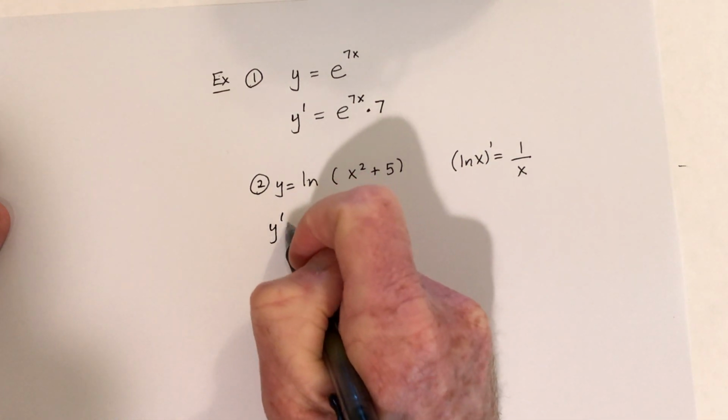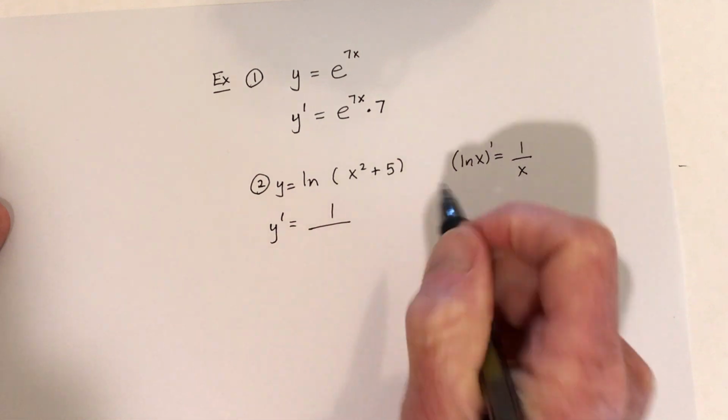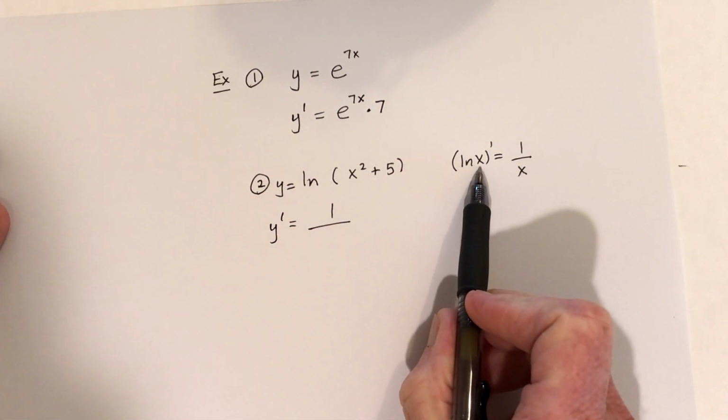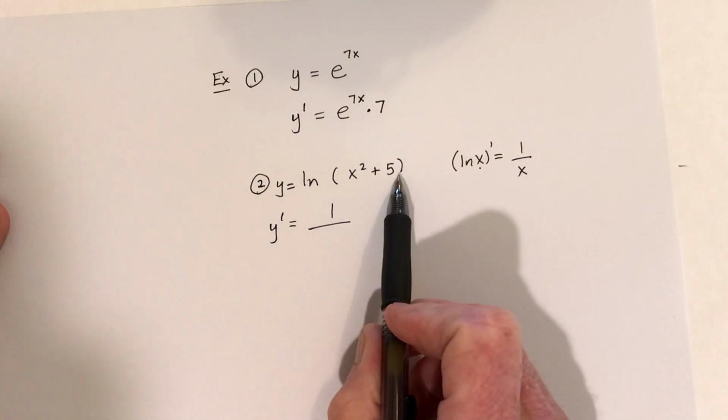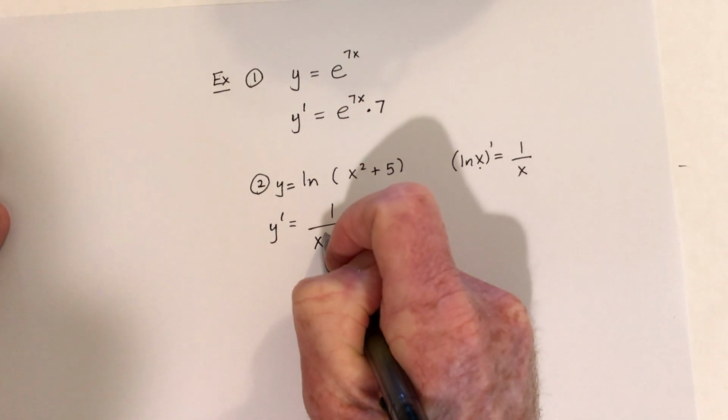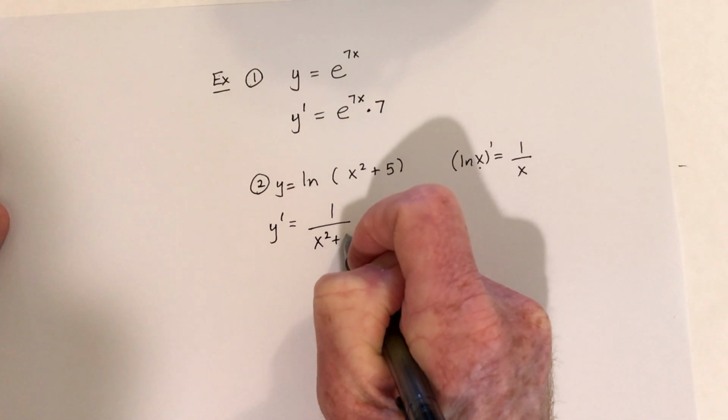So y prime equals 1 over, and then whatever is in the ln function, then you just put that on the bottom of the fraction. So whatever's in the parentheses, you just put that in the bottom of the fraction.